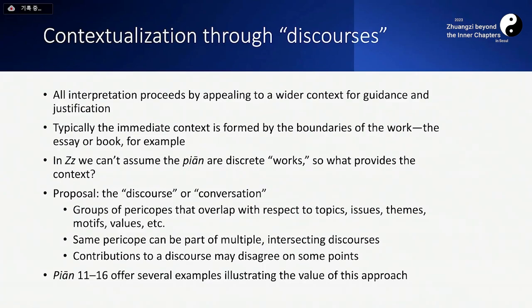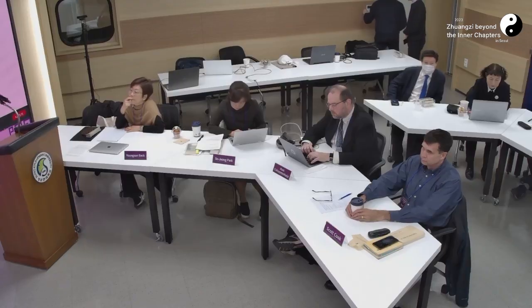And in the case of the Zhuāngzǐ materials, we can't assume in advance of interpreting the pericopes that either the Piān in which they appear, or groups of Piān, or the entire corpus constitute a literarily or doctrinally coherent whole. So what's the larger whole that's going to provide the context for us to work from in interpreting individual pericopes? And my suggestion is that it should be the discourse or the conversation, by which I mean groupings of pericopes that overlap with respect to topics, issues, themes, values, motifs, and so on, that they're treating or responding to.